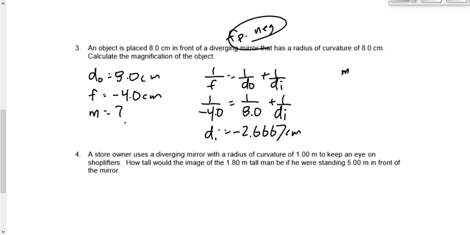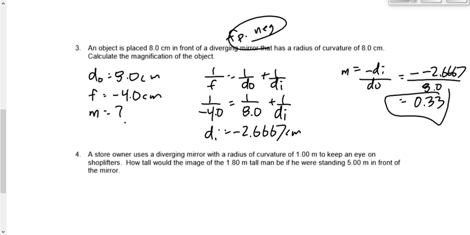Now let's say m is equal to negative di over do, and we're solving for m. So it's negative 2.6667 over do, which is 8. That gives me 0.33. Positive 0.33, which tells me that it's upright, positive, and it is smaller. So we have a smaller, upright virtual image.